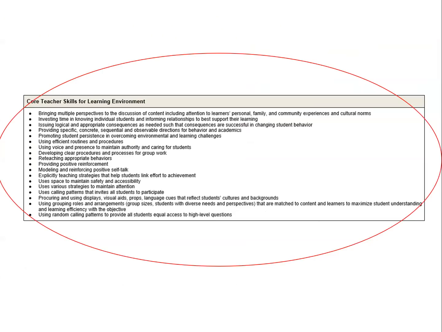At the end of the framework, you'll also find core teacher skills. Each performance area is accompanied by a set of core teacher skills. Core teacher skills are not rated. Instead, they are used for coaching and development. Core teacher skills are a list of things that great teachers do to get the outcomes listed in the indicators in the performance area.